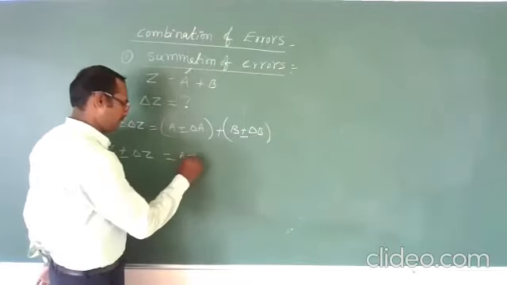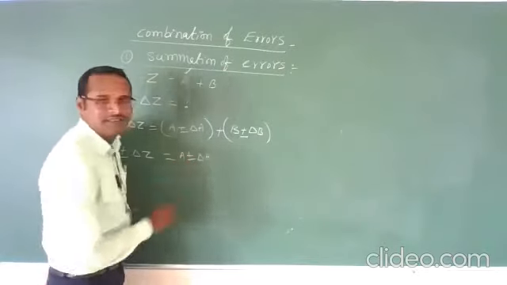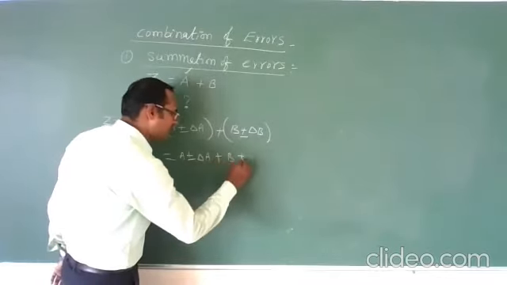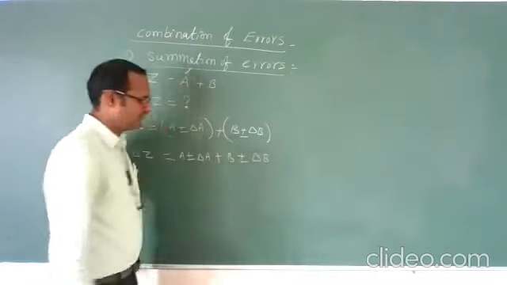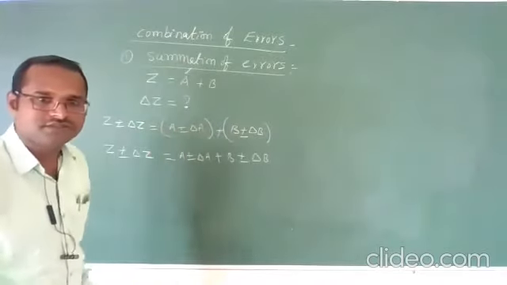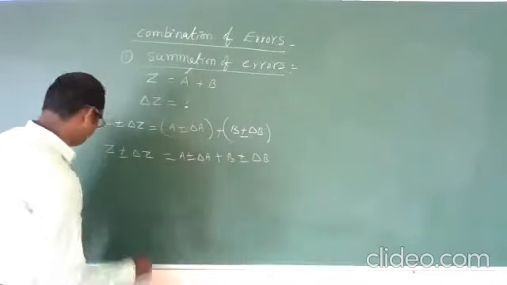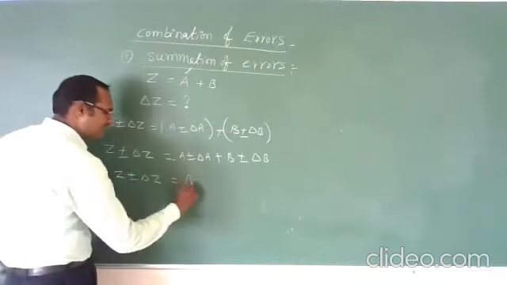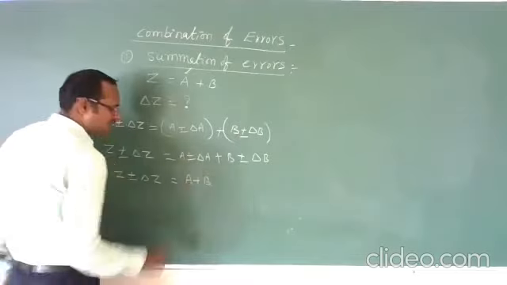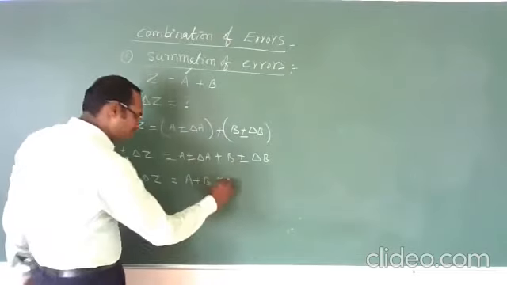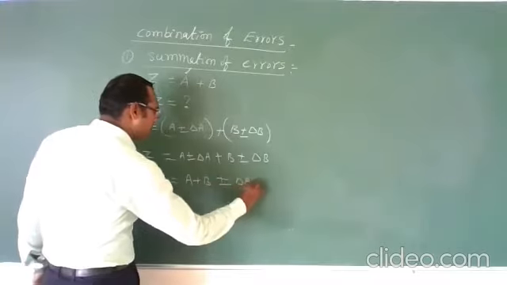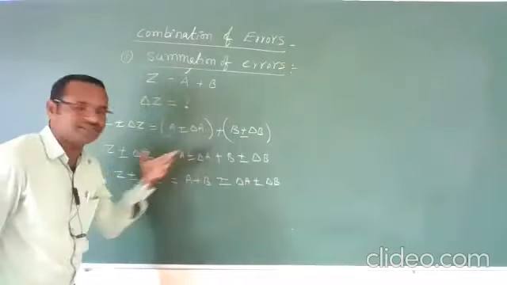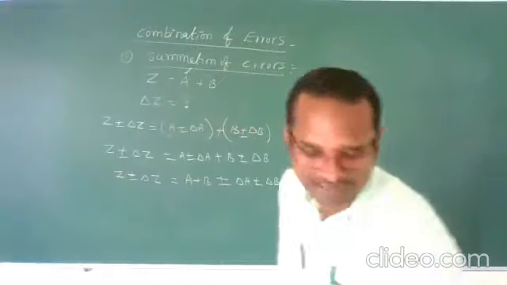A plus or minus delta A, plus B plus or minus delta B. Just remove this bracket. Z plus or minus delta Z can be written as A plus B, and then plus or minus delta A plus or minus delta B. And then take this B, I have written it there.